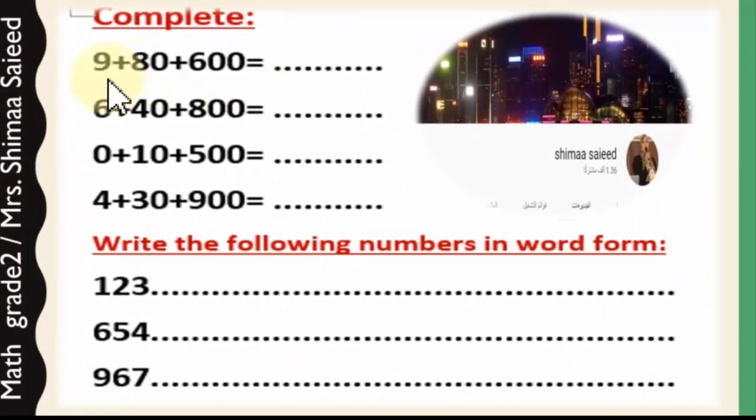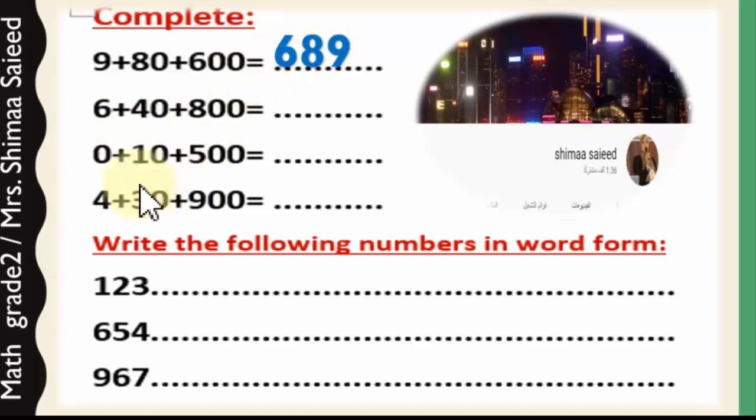Now complete. This is expanded form. We want to write the number in its standard form. How can we convert expanded form to standard form? Pay attention. 9 plus 80 plus 600. So we will write the number as 689. 6 in hundreds place, 8 in tens place, 9 in ones place.